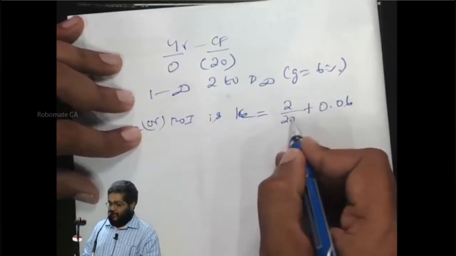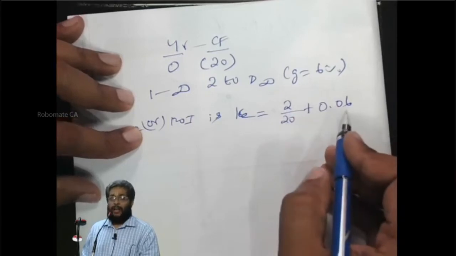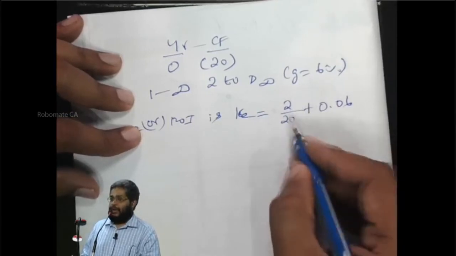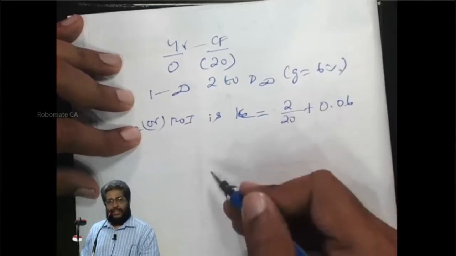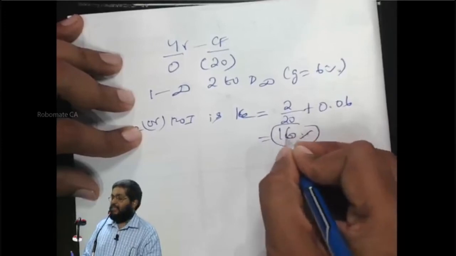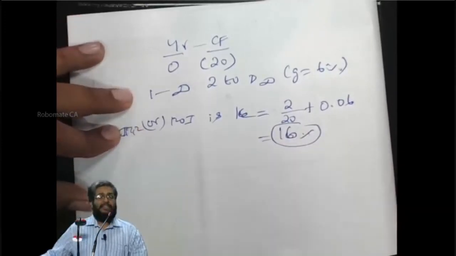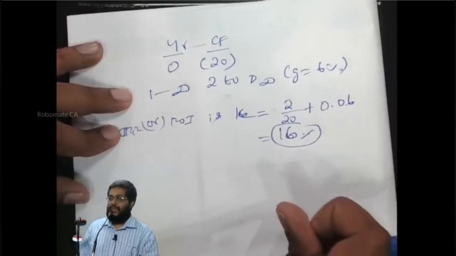Very simple. I invest 20. How much return do I get? 2. That alone I get, no. I also get a growth of 6%. 2 by 20 is the normal return, plus 6% growth gives 16%. The IRR is 16%. Can I proceed or not? Next. Point number 5 or 6? 6.